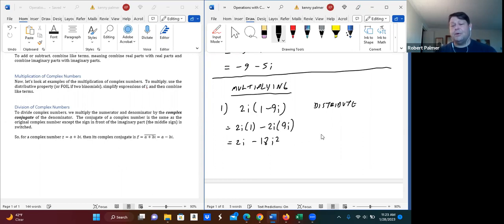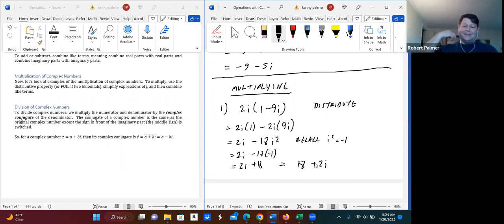Now, what you want to recall is that i squared equals -1. And so this is going to be 2i minus 18 times -1. And then, of course, that's simply going to be 2i, then -18 times -1 is plus 18. Finally, this is perfectly fine, but usually the real part, the part without the i, is written first. It's not necessary, but our result here is 18 plus 2i.